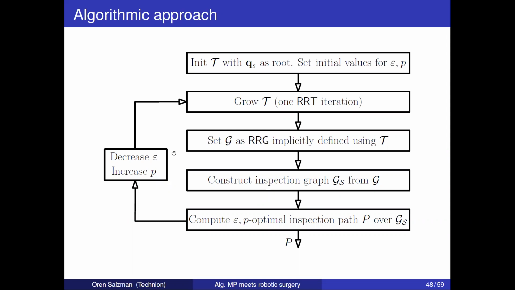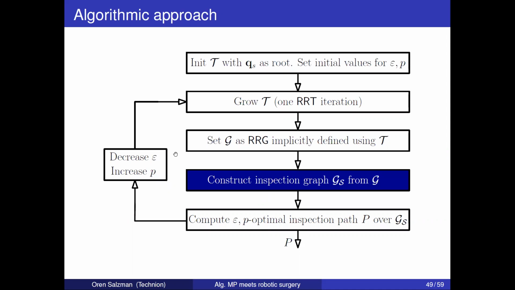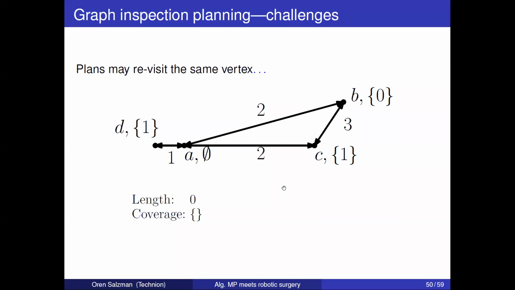So let's break down this algorithmic approach into different steps. And the one I want to concentrate on is the inspection graph. I assume that you are familiar with RRTs and RRGs. And before I do that, I want to explain why we need a graph and what inspection paths look like. So let's look at this toy example. We have here vertices, in this case, A, B, C, and D. From each vertex, we have a set of associated points of interest that we can see. So from point A, we don't see anything. From point B, we see point of interest 0. And from points C and D, we see point of interest 1.